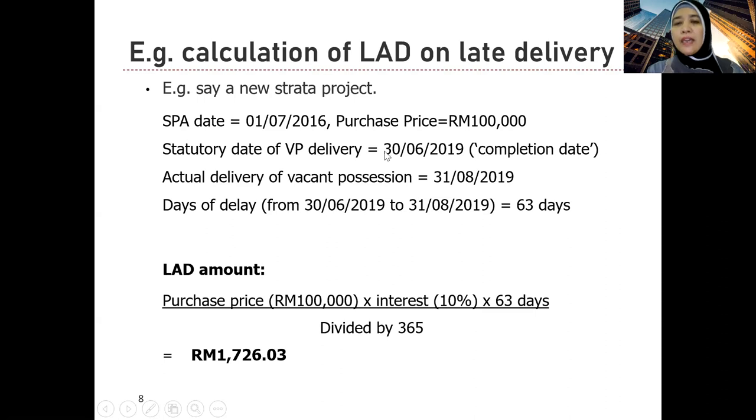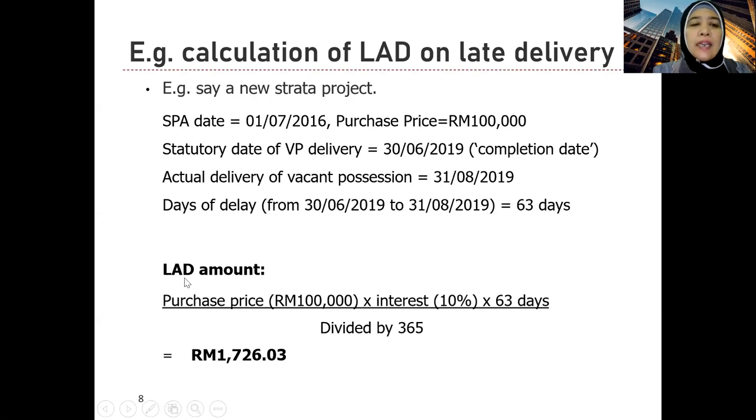30th tu dah kira sehari. So you have first of July, first August, so the whole of July, the whole of August. July and August has 31 days, so 31, jadi 62, plus 30th of June 2019, another day, because you're supposed to get your key on that day, will be calculated. The completion date will be calculated as well. So for the 2 months just now, comprising 31 days, 31 days times 2 plus 1. So you have 63 days.